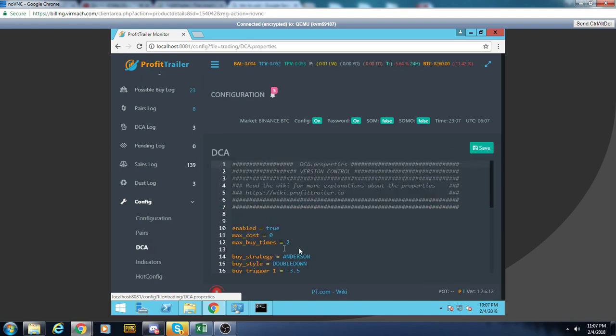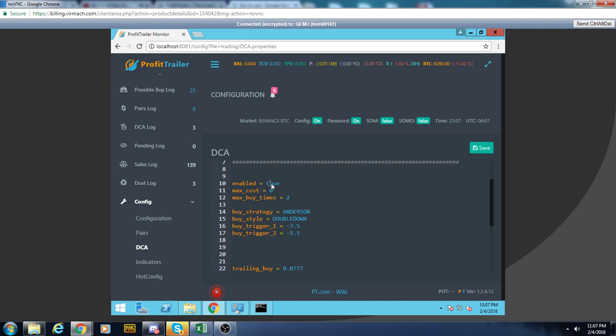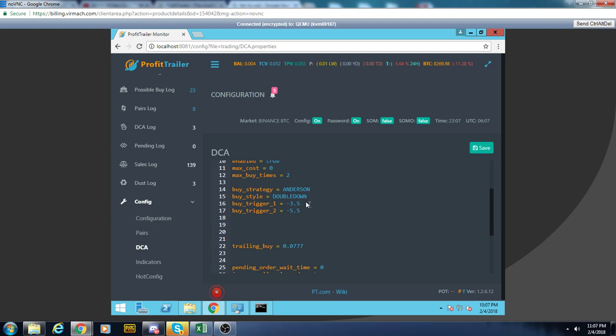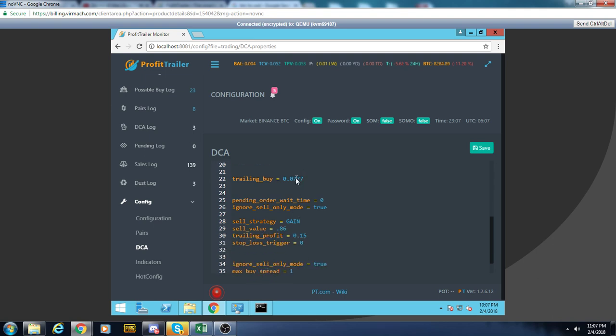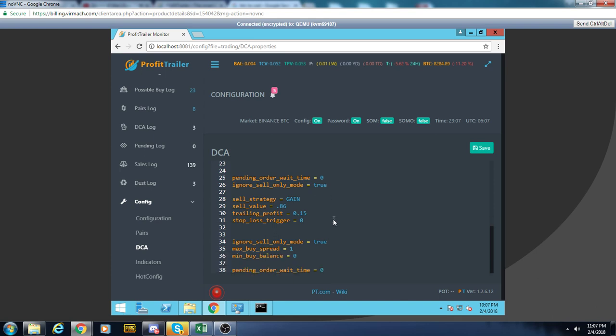Let's go into DCA settings, then we'll get to indicators. So here's my DCA enabled true, max cost 0, max buy times 2. Under double down, here's my buy triggers, -3.5 and 5.5. Trailing by 0.0777. Maybe I'll play with that. Maybe I'll leave it alone. Gain, sell value, 0.86. Trailing profit, 0.15. It's working out for me so far, so I'm not going to touch it. Ignore sell only, and so on. Max buy spread 1. There's my DCA settings. Let's go to indicators.